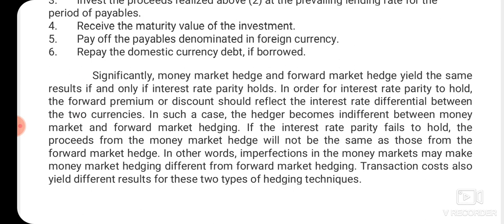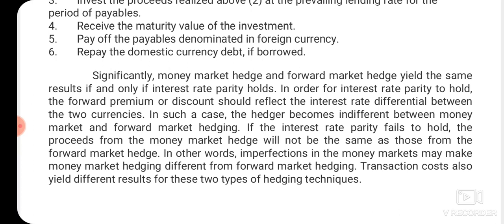Significantly, money market hedging and forward market hedging yield the same results if and only if interest rate parity holds. In order for interest rate parity to hold, the forward premium or discount should reflect the interest rate difference between the two currencies. In such a case, the hedger becomes indifferent between money market and forward market hedging. If interest rate parity fails to hold, the proceeds from the money market hedge will not be the same as those from the forward market hedge.